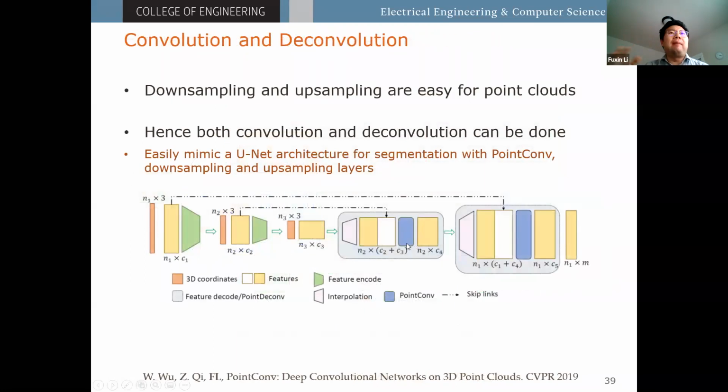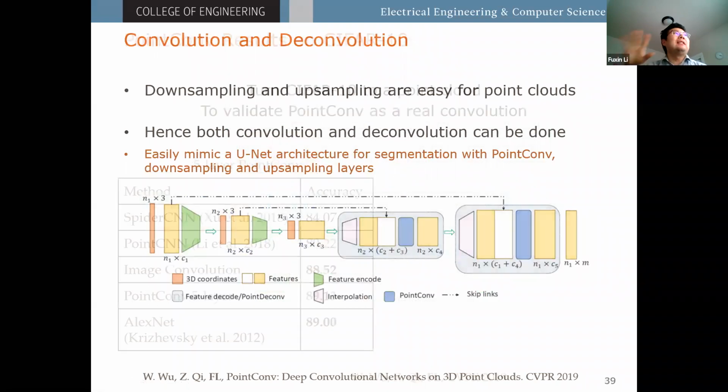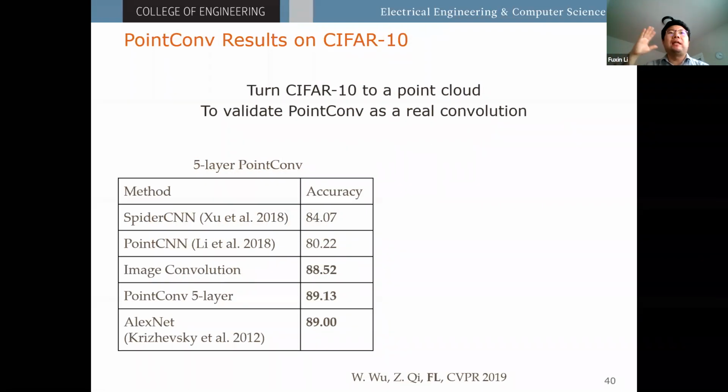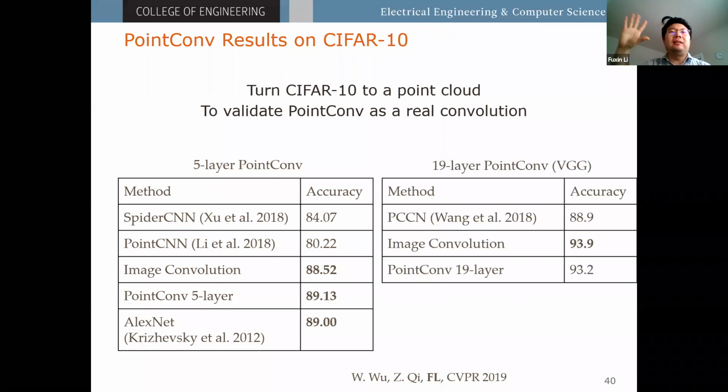So we can also do downsampling, upsampling, deconvolution, everything you can think about convolutions, you can do it with PointConv. If you turn a 2D image into a point cloud by just treating every pixel as a point, you can still do that, right? And then now you just switch your 3 by 3 neighborhood. Now we use k nearest neighbor neighborhood, and then 9 nearest neighbor is exactly 3 by 3. So it's the same thing in 2D. And then we can match the accuracy of AlexNet if we use 5 layers, or VGG if we use 19 layers. So it is a real convolution.